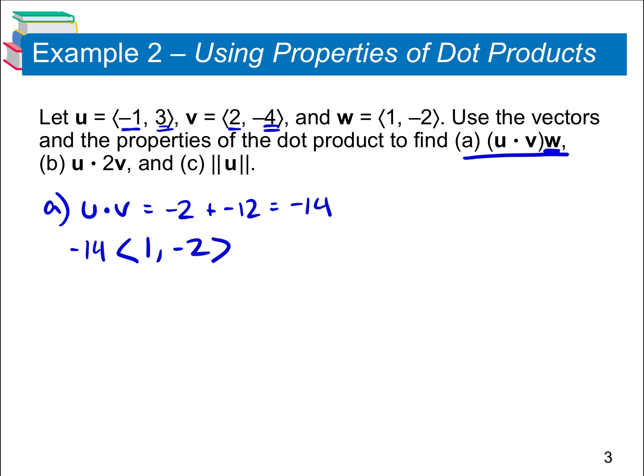So how do I multiply a number, a scalar, to a vector? What would I do here? Distribute, yeah. Multiply each number, perfect. So here's one of those examples where my answer would actually be a vector, because we're multiplying the scalar to the vector. So it would be negative 14, 28.